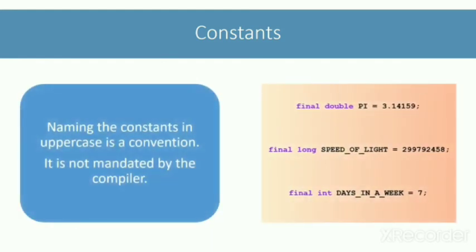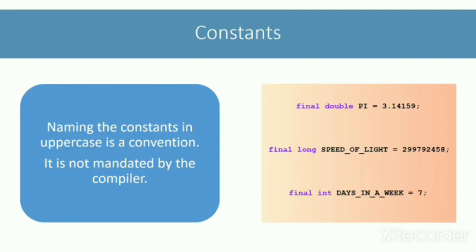Generally, Java developers name the constants in capital letters. This makes it easier to identify them in the code. Remember that this is just a convention or a best practice. The compiler doesn't mandate this. The name of your constant just needs to follow all the identifier naming rules and the compiler will be happy.